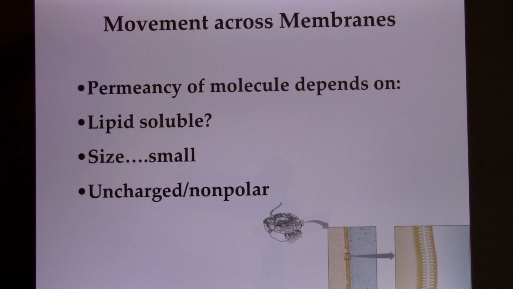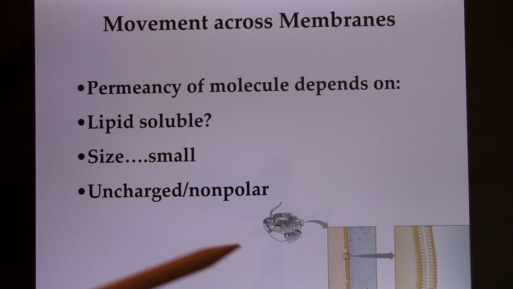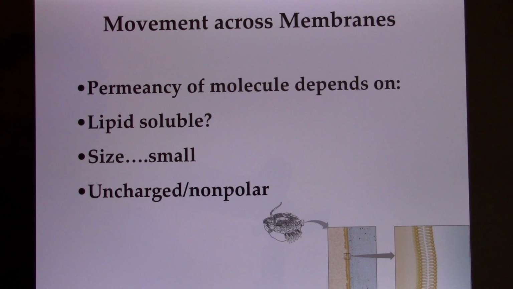The second one is size. A smaller molecule can move faster. Gas molecules like oxygen and CO2 use simple diffusion to go through the cell membrane. But bigger molecules like glucose need a glucose carrier if you need this molecule to move through the cell membrane.